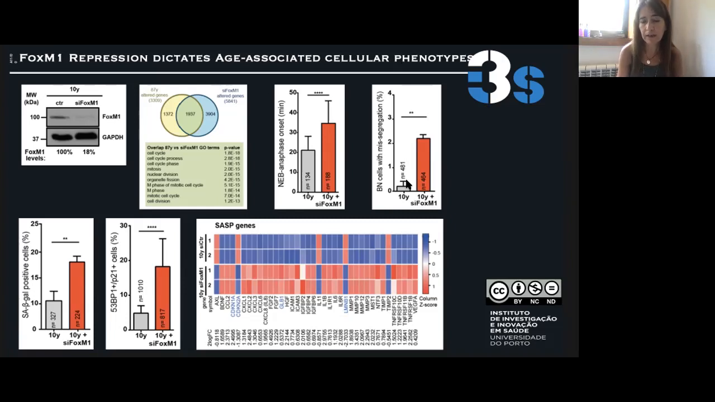FOXM1 depleted young fibroblasts displayed, again, a mitotic delay and increased aneuploidy, similar to old age fibroblasts. The percentage of cells with senescent markers also increased. And again, we found that there is an altered expression of the SASP genes. So the results show that young cells with low levels of FOXM1, equivalent to those that we found in octogenarian cells, recapitulate all the aging-associated mitotic defects, aneuploidy and senescent phenotypes.